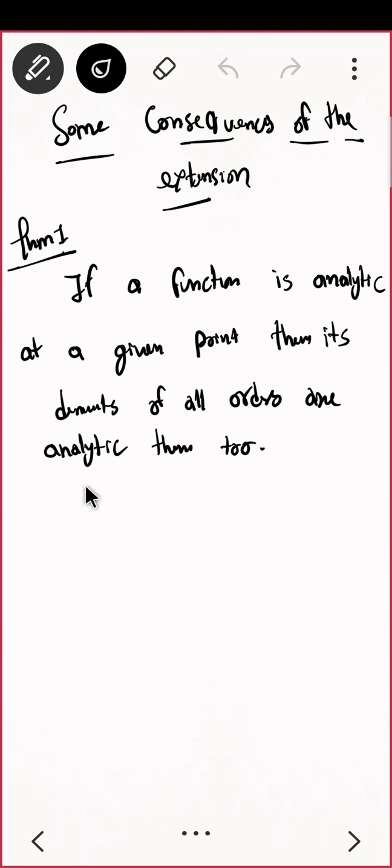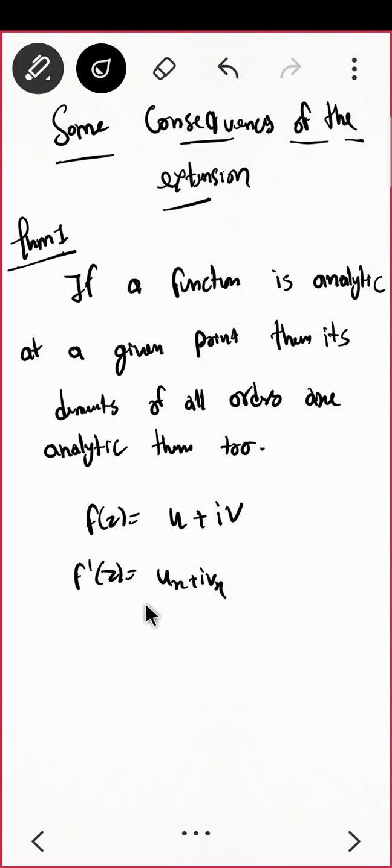Or even if you go with f of z equal to, say, u plus iv, then what will f dash of z be? It will be ux plus ivx, correct? And what is f double dash of z? What will that be? uxx plus ivxx and so on, correct? So this was the first consequence.